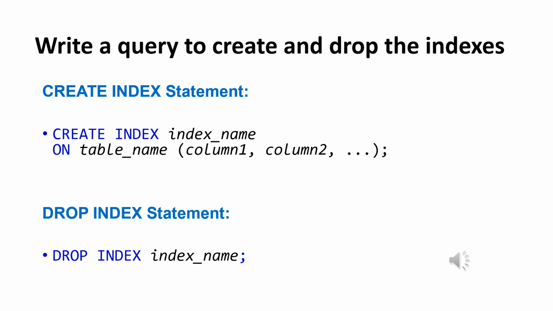The next question is: write a query to create and drop indexes. Here is the syntax for creating and dropping indexes, as shown on the screen. For creating the index, you have to mention the column names also, like create index index_name on table_name, and in brackets you mention the columns on which you are going to create the index. You can create it on one column or on multiple columns. So this is the syntax for creating the index.